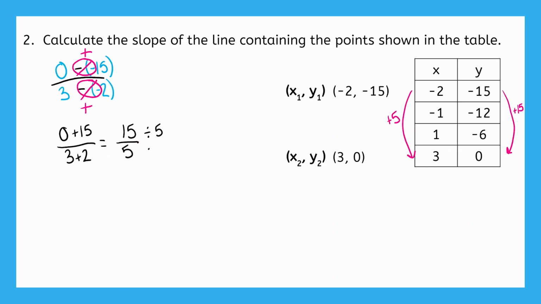It looks like I can divide both 15 and 5 by 5, which leaves me with 3 over 1 as the slope. And it's really unnecessary to write a 1 in the denominator, so I can just write the slope as positive 3. And there we have it.